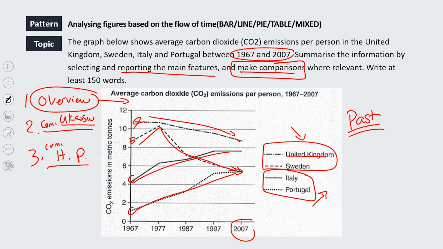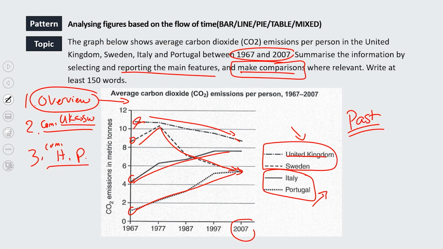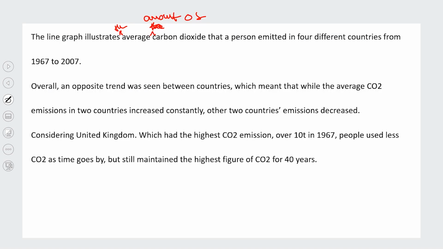Let's see what this candidate has done. The line graph illustrates the average amount of carbon dioxide that a person emitted in 4 different countries from 1960. Is that right? The average amount CO2 emissions in metric tons. Average. Oh no, it is emissions per person. Okay, that's fine. In 4 different countries from 1996 to 2000. I like that, in 4 different countries. I think the time period could also be paraphrased into something like across a 40-year period, which would be a better paraphrase.